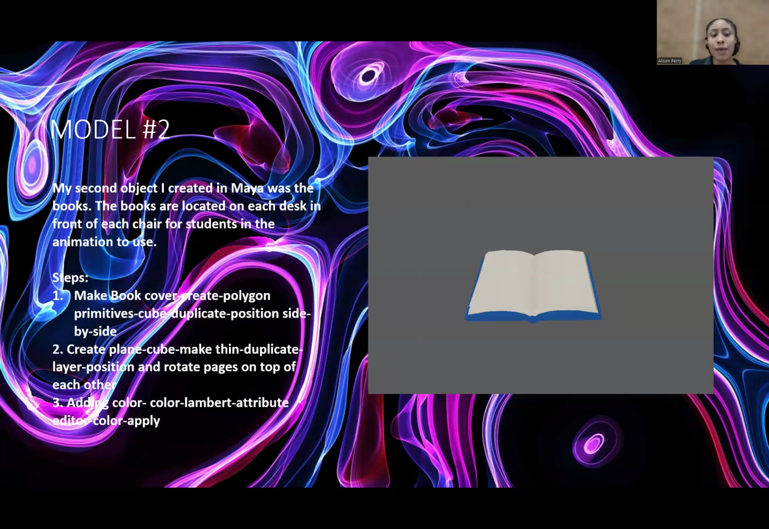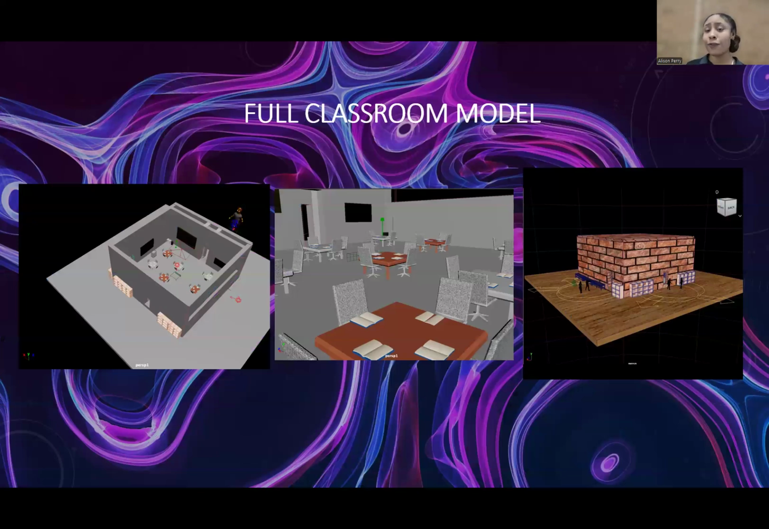And then the third step, I added color by going to color, Lambert, attribute editor, and then color, and then I applied that to the book cover to make it blue, and then to the pages to make it a kind of off-white color to make it more realistic. And then here's the full classroom model.